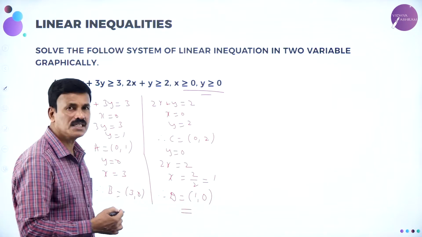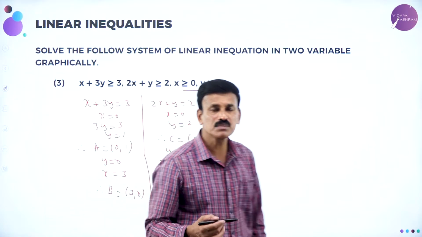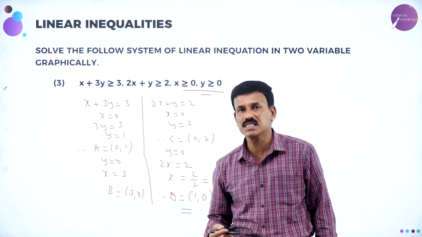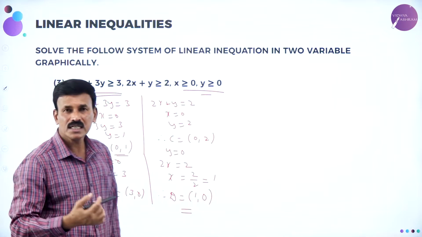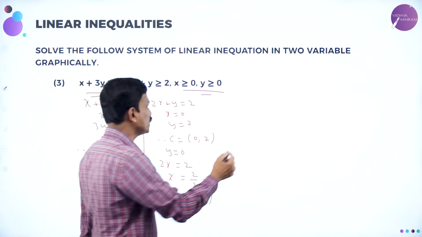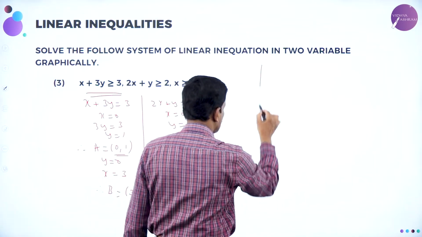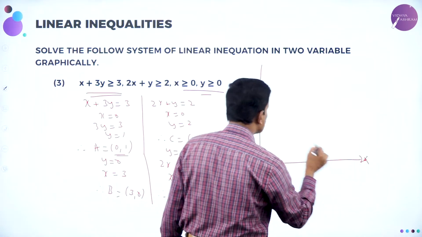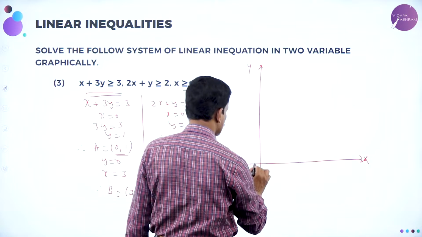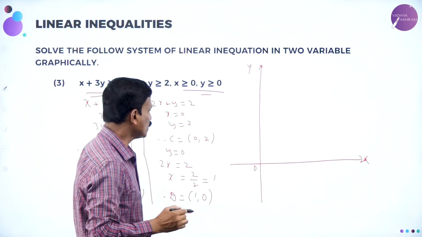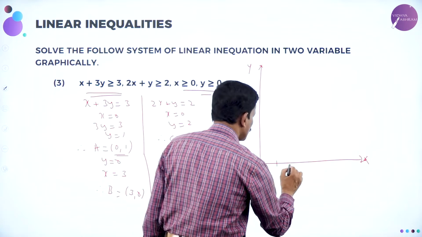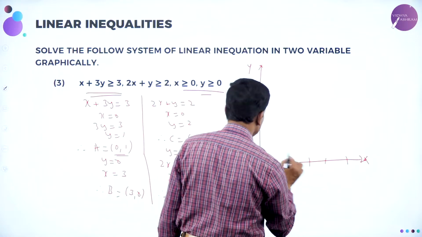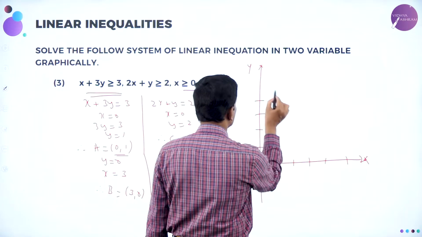Now, let us draw the lines. Let us represent these points on a graph by taking a suitable scale. This is the x-axis, and the y-axis. This is the origin 0, comma 0. Now, let us take x is equal to 1, 2, 3, 4 and 5 divisions.